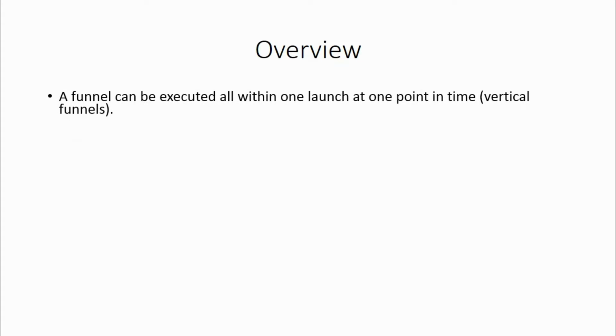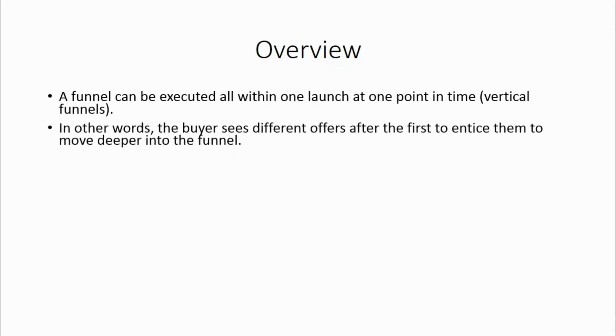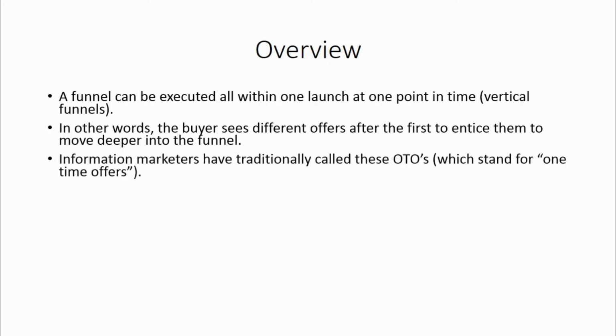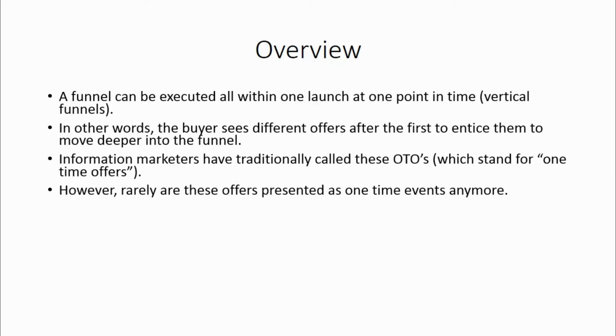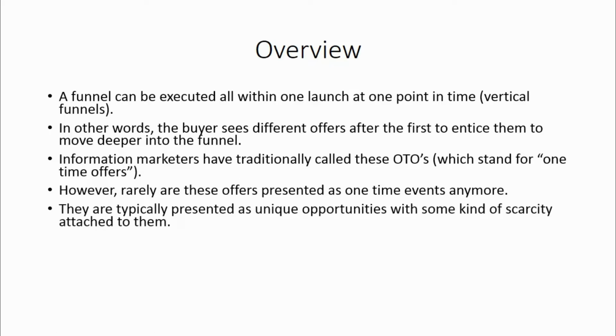As a marketer, you are creating different offers after the initial offer to move buyers deeper into your own sales funnel. A funnel can be executed within one launch at one point in time, which is called a vertical funnel. In other words, the buyer sees different offers after the first one to entice them to move deeper into the funnel. Information marketers have traditionally called these OTOs, which stands for one-time offers. However, now rarely are these offers presented as one-time events. They're typically presented as unique opportunities with some kind of scarcity attached to them.